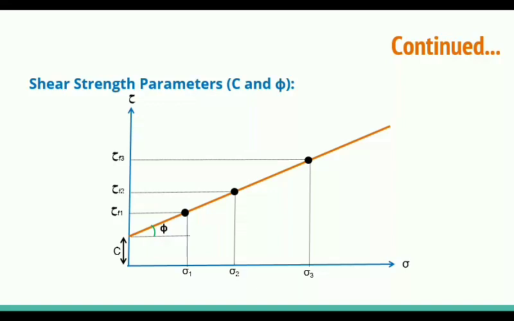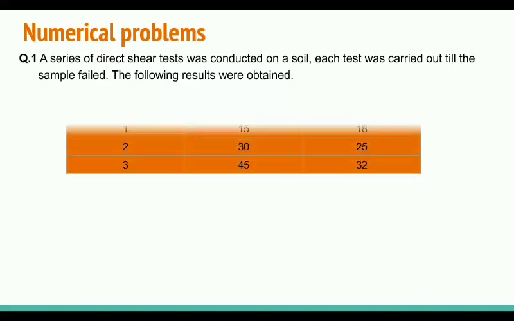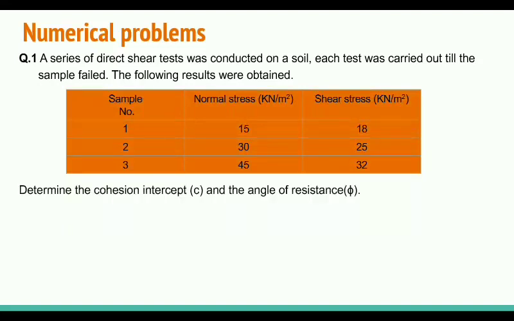Okay, so let's discuss. The first question we have: a series of direct shear tests was conducted on a soil. Each test was carried out till the sample failed. The following results were obtained. Determine the cohesion intercept and angle of resistance, or angle of internal friction, C and phi.